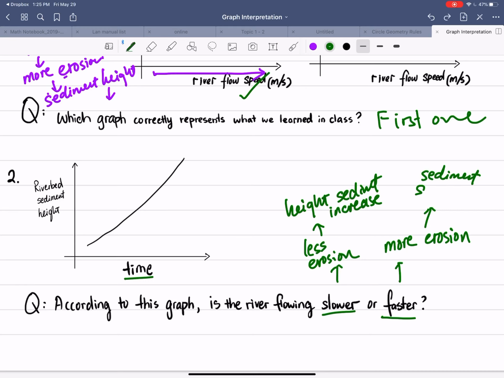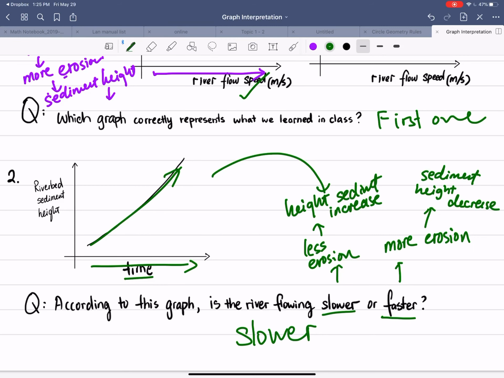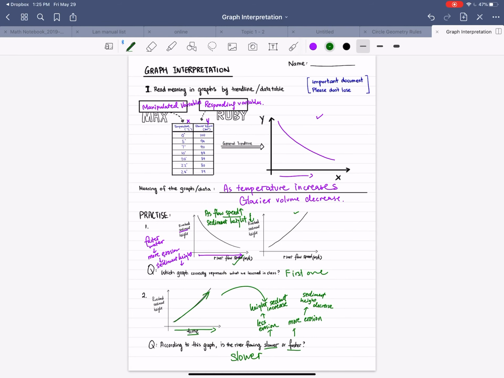Sorry, sediment height decreases. Okay, so if that's the case, this graph represents that as time goes by, my sediment height increases. So it's this scenario right here, okay? So that means that the water is flowing slower as time goes by. So that's what I call interpreting graphs.